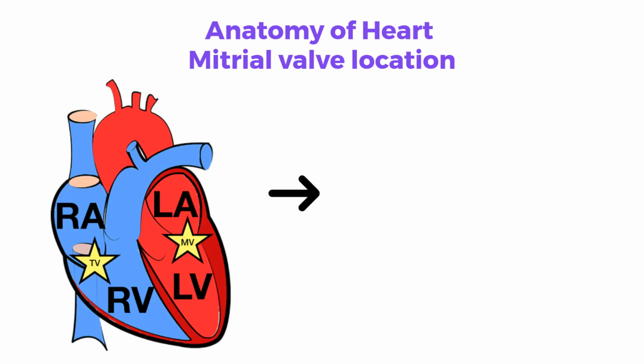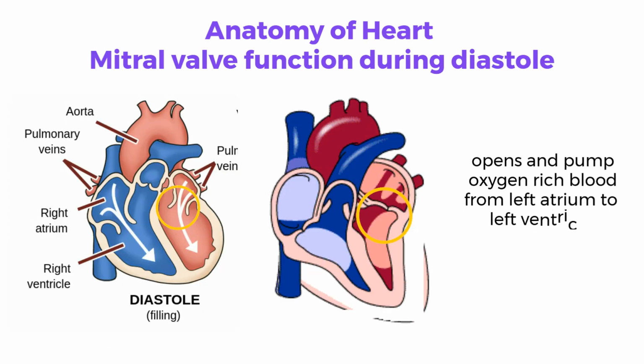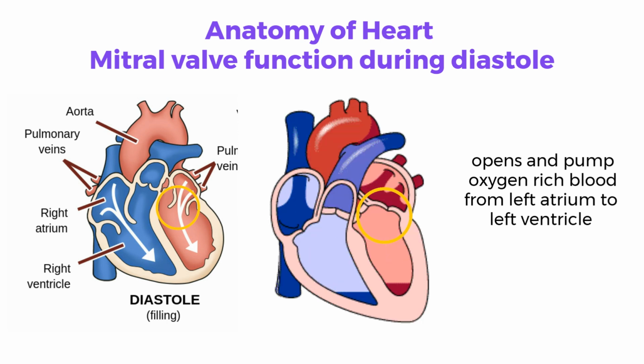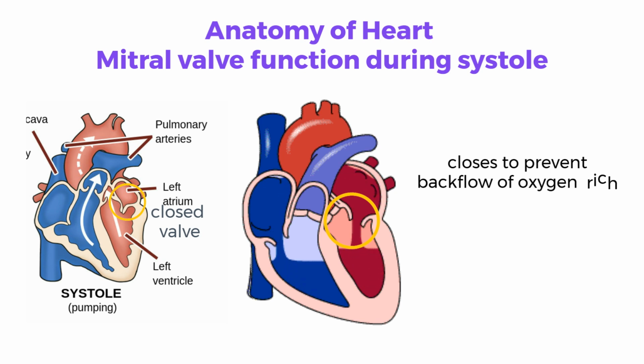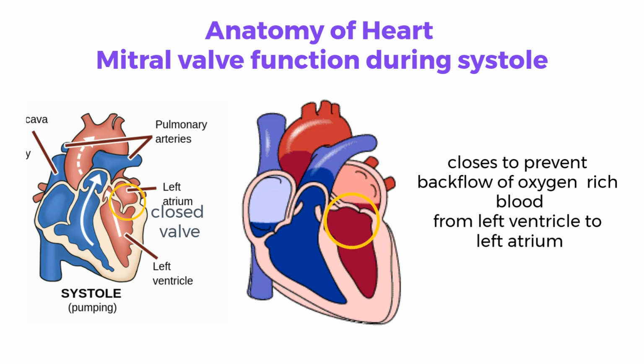Second is mitral valve. The mitral valve is located between left atrium and left ventricle. Its function is similar to that of tricuspid valve, but on the left side of the heart. The function of the mitral valve is to open to pump the oxygenated blood from left atrium into the left ventricle during diastole or relaxation of heart, which is clearly seen in the diagram highlighted with circle between left atrium and left ventricle. Mitral valve closes during systole or contraction of heart and prevents the backflow of blood from the left ventricle to the left atrium, marked with circle to show closed mitral valve.